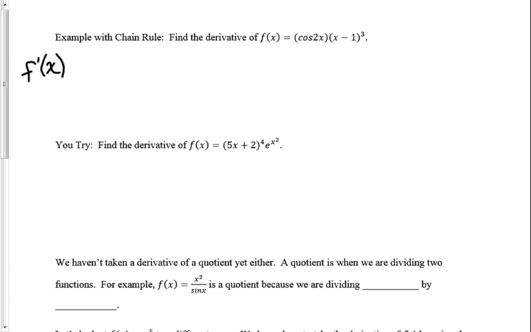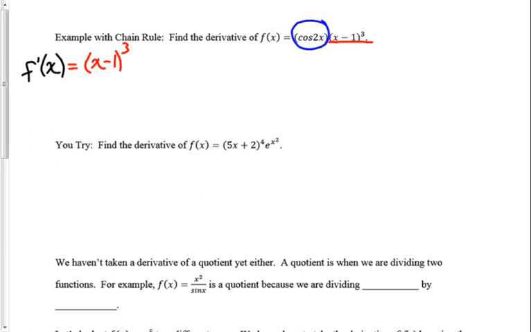I'm just going to write out exactly what this derivative is. I start by writing the second term. So that's my x minus 1 cubed. Then I multiply that by the derivative of the first. And I have a chain rule here when I'm looking at this cosine of 2x.